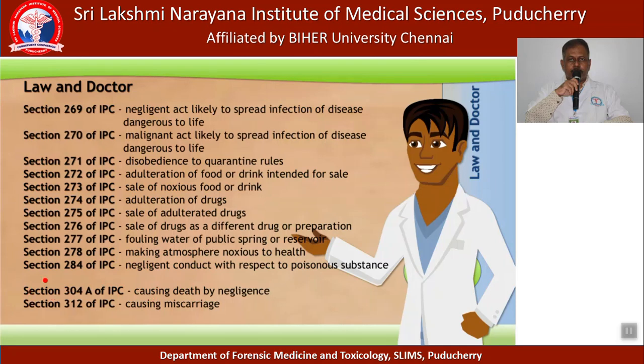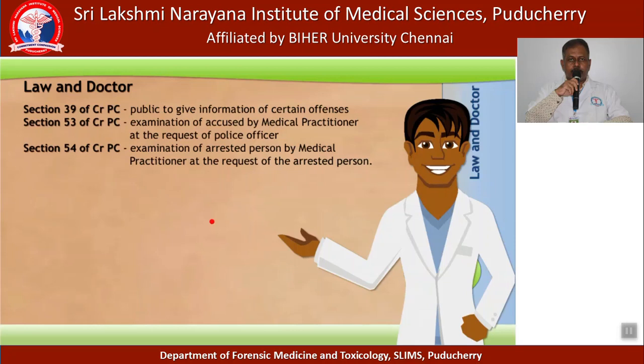Then 304A, causing death by negligence. That is again 302, 304A, and 312, causing miscarriage. Here again the numbers 312, 313, 314, 315, 316 relate to miscarriage, abortion, illegal abortion, feticide and everything. 316, 317 and 318 also relate to secretly disposing of a fetus or newly born baby, which is dead born or stillbirth, even murder, and the unlawful destruction and disposal of an infant. That is 318 IPC.